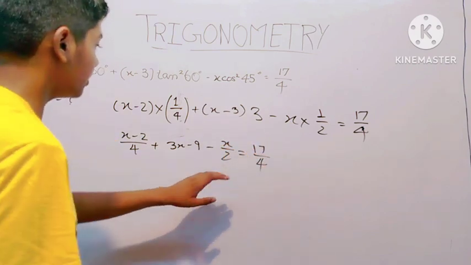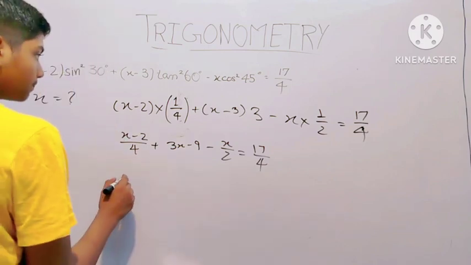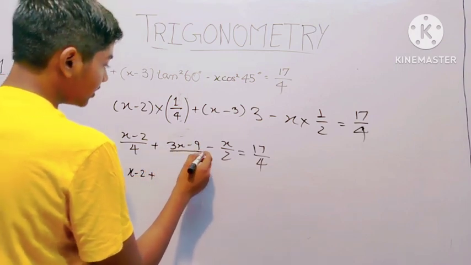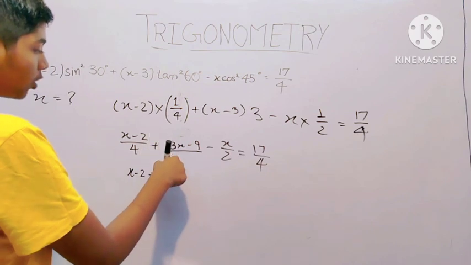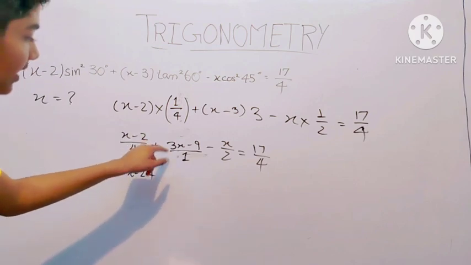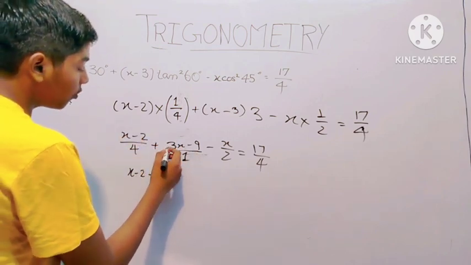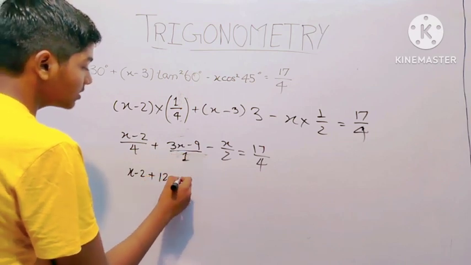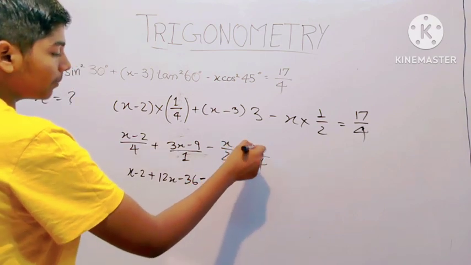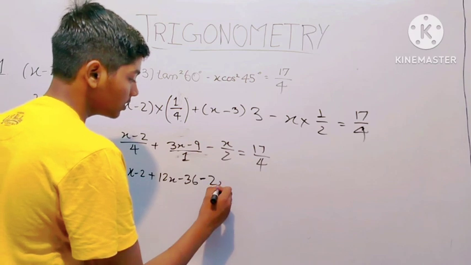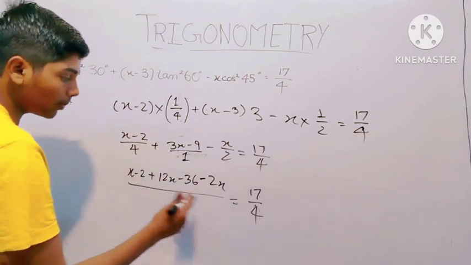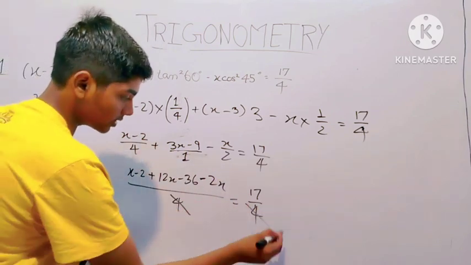Now, the LCM of these is 4. So we get x - 2, plus, for the term with nothing in the denominator, there is 1, so we will multiply both numerator and denominator by 4. We get 4 into 3x, which is 12x, minus 4 into 9, which is 36, and minus x/2, where we multiply both by 2 to get 4, so this becomes 2x upon 4, equal to 17 upon 4. Now 4 and 4 are both on the denominator on the LHS and RHS, so these two get cancelled.